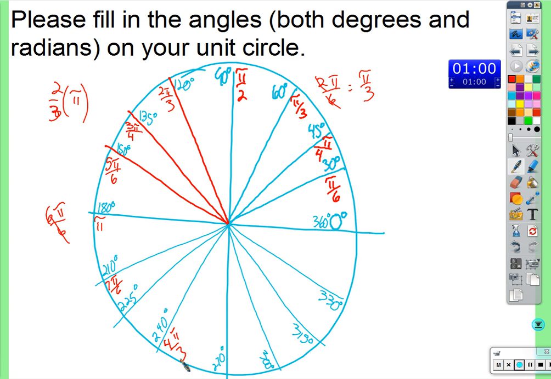4 pi over 3, which means it's also 1 pi over 3, 2 pi over 3, 3 pi over 3, 4 pi over 3. So this is 8 pi over 6, right? 7 pi over 6, 8 pi over 6, 9 pi over 6, just simplify it to 3 pi over 2. Pi over 2, 2 pi over 2, 3 pi over 2. Another pi over 6, that's 10 pi over 6, simplifies to 5 pi over 3, which means it's pi over 3, 2 pi over 3, 3 pi over 3, 4 pi over 3, 5 pi over 3. Okay, that was 10 pi over 6, 11 pi over 6, 12 pi over 6, which simplifies to 2 pi.